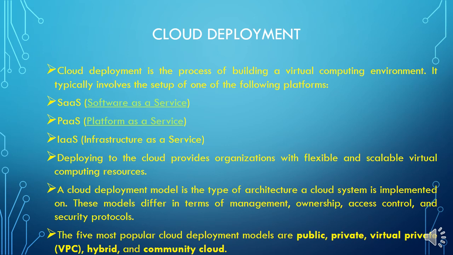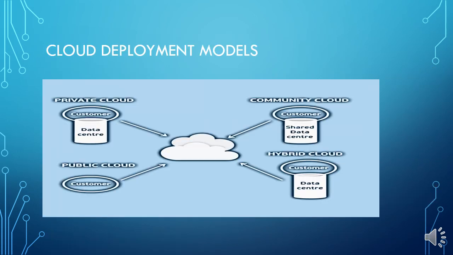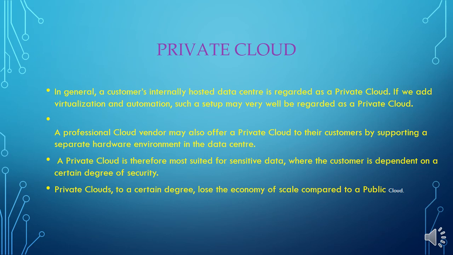The models differ in terms of management, ownership, access control, and security protocols. There are five popular deployment models: public, private, virtual private cloud (VPC), hybrid, and community. We'll see them one by one. Private cloud is a customer and a data center. Public cloud, we will be having the data center. Community cloud is a customer with a shared data center. Hybrid cloud may be the combination of any of these. So we'll see one by one.